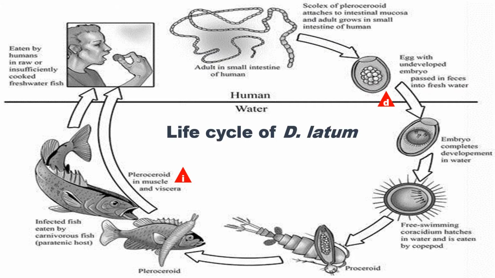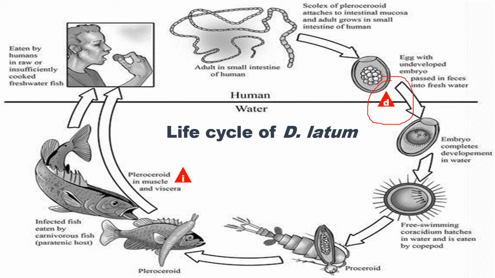So let's proceed with the life cycle of latum. Take note that the larval stage has three: coracidium, procercoid, and plerocercoid. Okay? So, let's start with unembryonated eggs passed out in feces. Take note, it is operculated and immature when laid. So, that is the diagnostic stage.